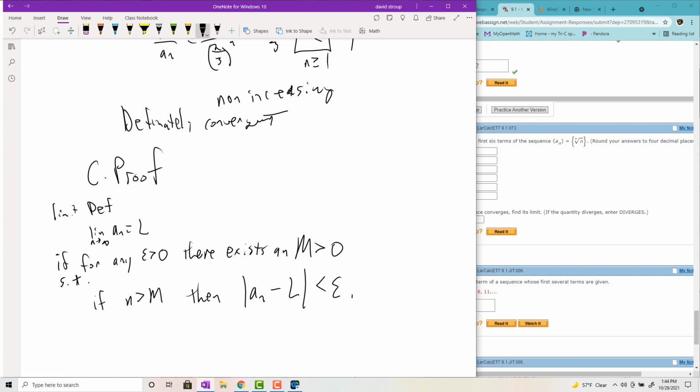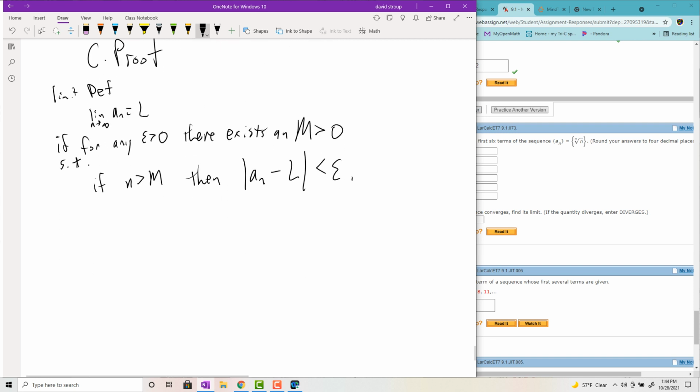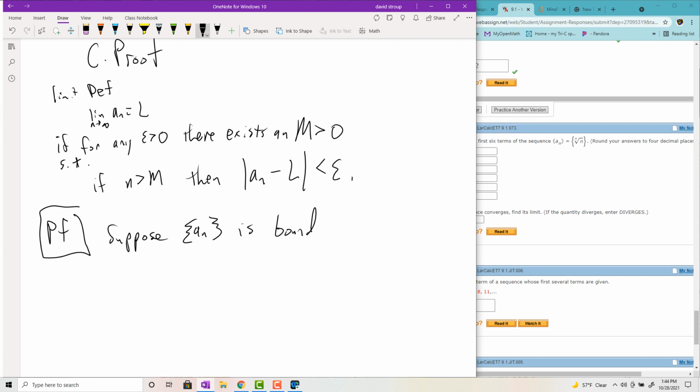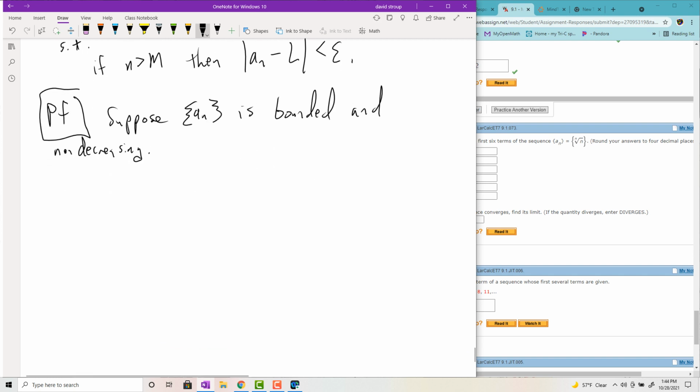Okay, so we want to show that that's true if we have the supposition that the thing is bounded and monotonic. Okay, so the proof. So again, we suppose a sub n is bounded and monotonic. Let's suppose that it is non-decreasing. Okay, so in that case, because it's bounded, there must be an upper bound.